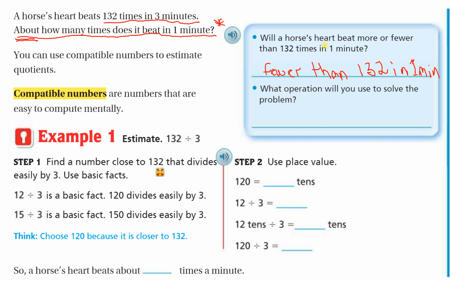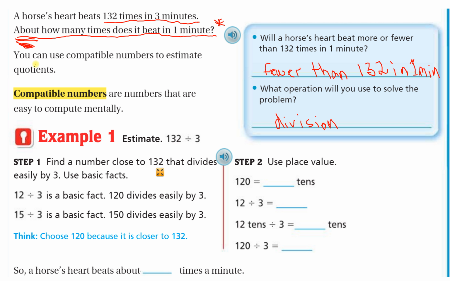So will a horse's heart beat more or fewer than 132 times in 1 minute? It'll beat fewer than 132 times in 1 minute because we know it takes 3 minutes to get up to 132. And then the next question, what operation will you use to solve the problem? In this case, we need division. We are going to split those 132 heartbeats equally among 3 minutes, or at least about 132 heartbeats.